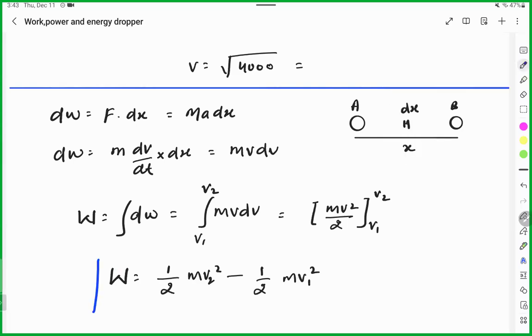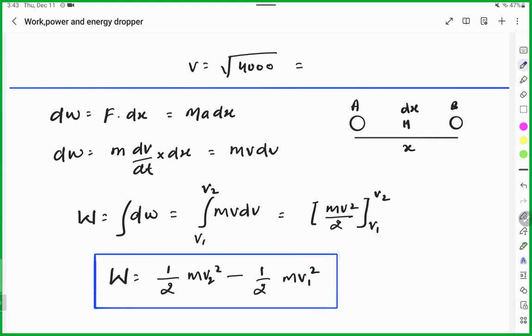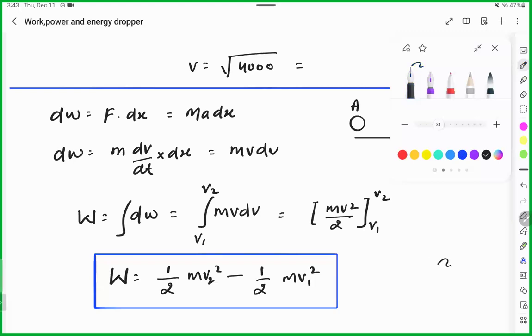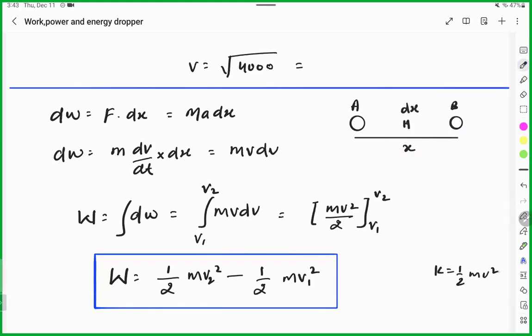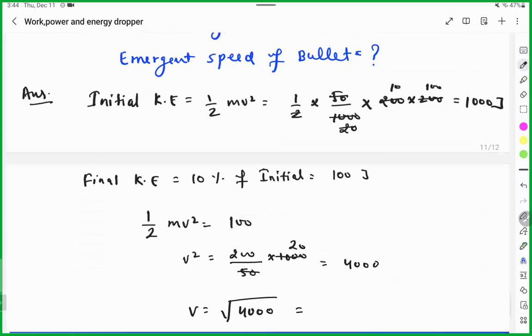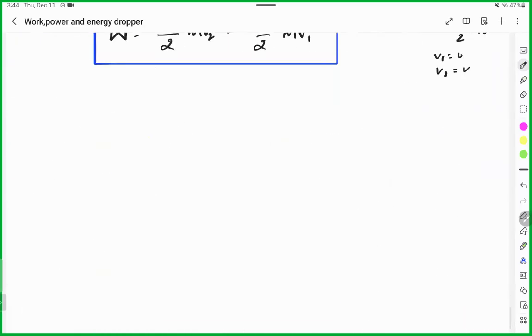See how easy derivations are, very logical. If initial velocity is 0, then it will be half mv square. If it is different, it can vary. But always do this common thing, because kinetic energy equal to half mv square is one of the special cases of this situation only, when v1 is 0 and v2 is v. Only then this is the special case. Okay, any doubt? No, sir. If no doubt, solve next question.